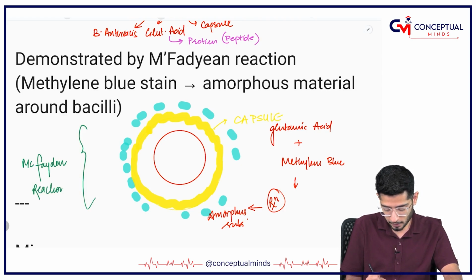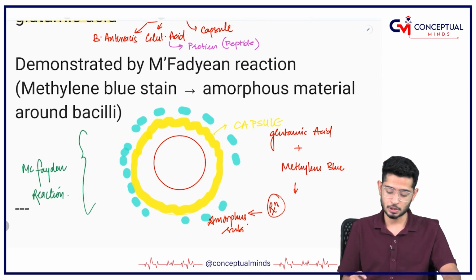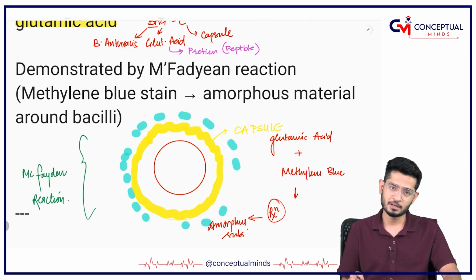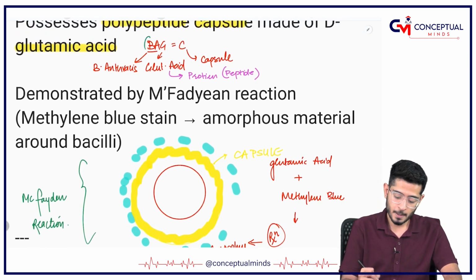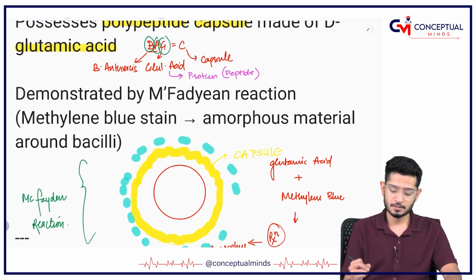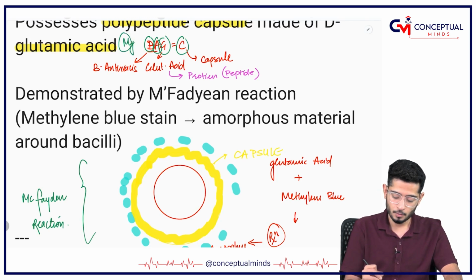This reaction is called McFadden reaction. So, who shows McFadden reaction? The one who is having capsule. So, remember B for bacillus, A for anthrax, G for glutamic acid, C for capsule, okay, and whose bag? My bag. What is M?